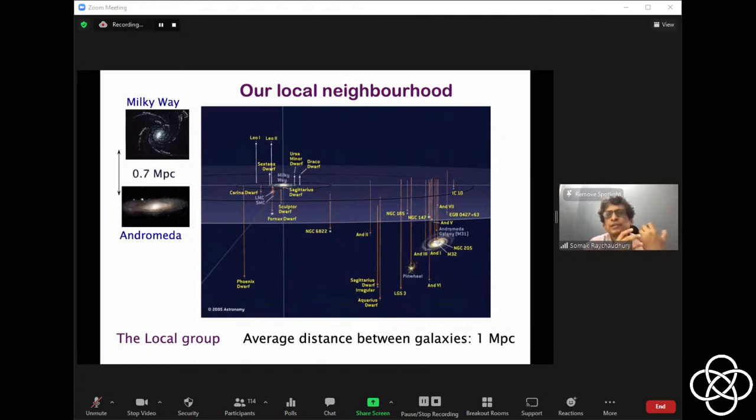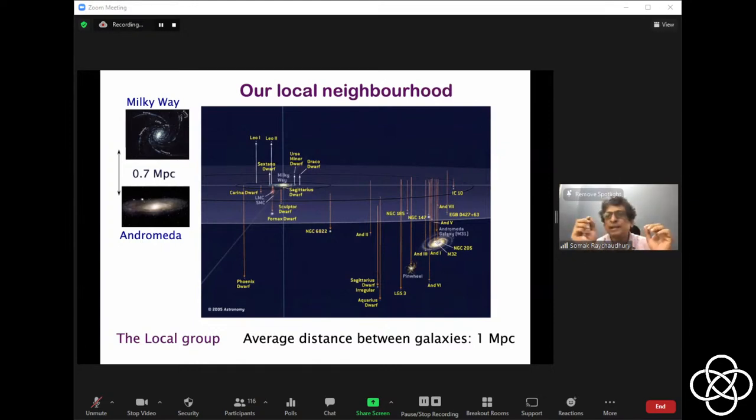So the two major galaxies are the Milky Way and the Andromeda galaxy, which is 0.7 megaparsecs away, falling towards us. We looked at that orbit last time. And each of them has all these satellites around them, and many of them are falling into their big galaxy. This is a general picture that you see in the universe.